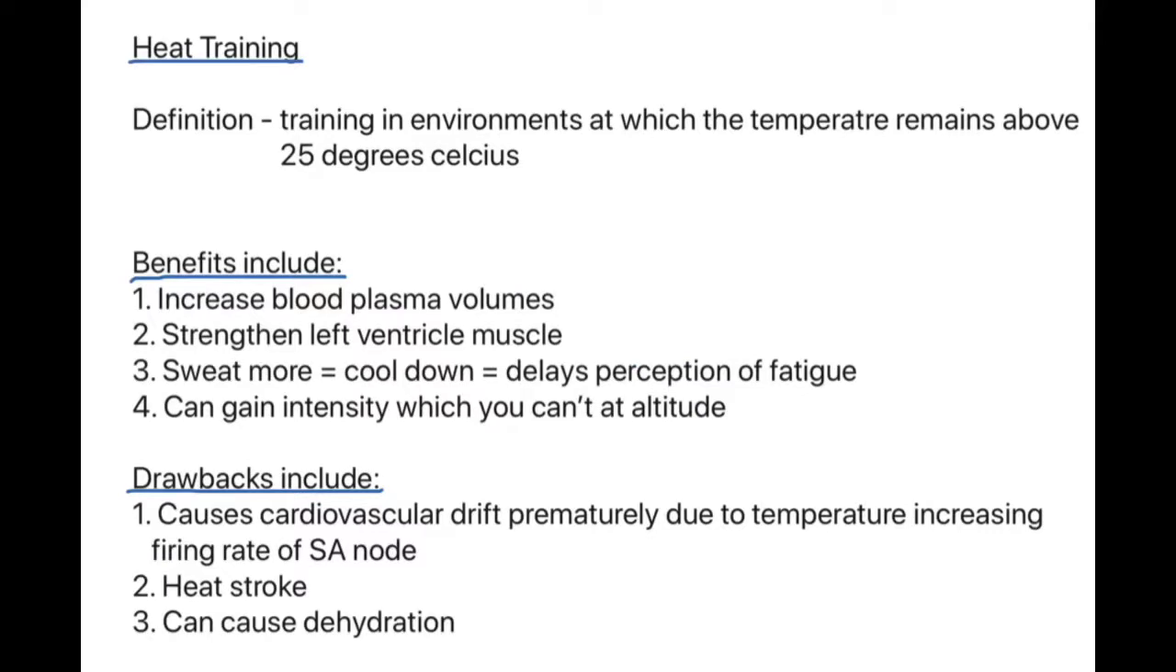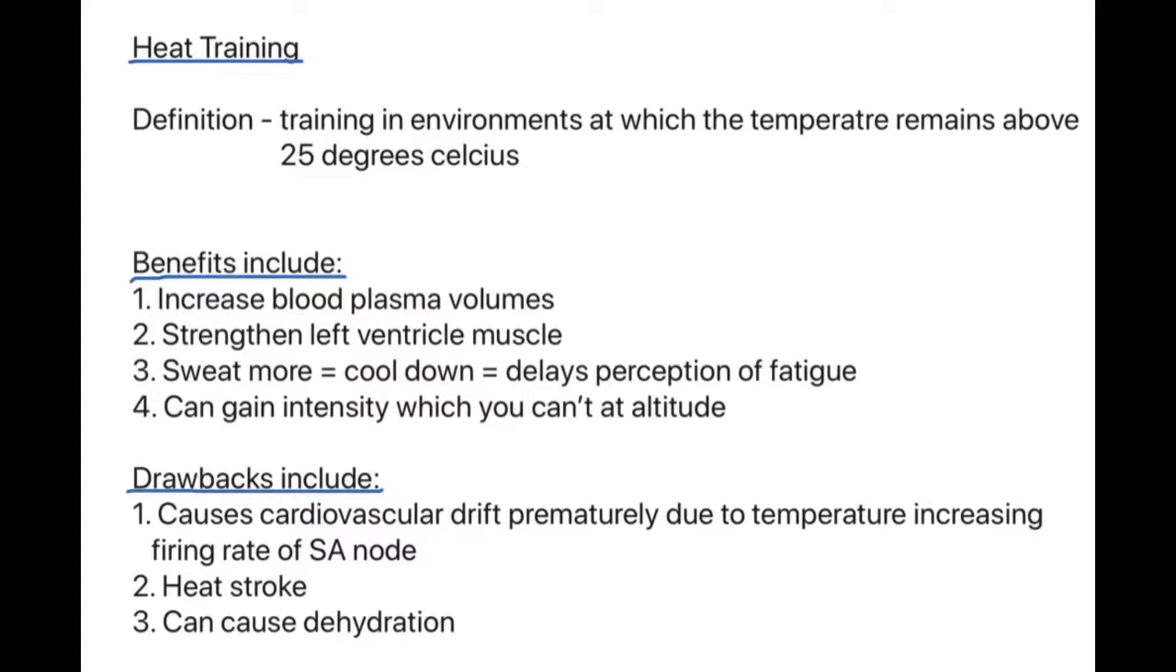So the definition of heat training is training in environments at which the temperature remains above 25 degrees Celsius. So you may be thinking, why would I do this? Well, basically, it helps to increase your blood plasma volume, which can help delay OBLA, the onset of blood lactate accumulation. It strengthens your left ventricular muscle, which will therefore increase cardiac output. You also sweat more, which means that you can cool down quickly, and it delays the perception of fatigue, so you can train at higher intensity. And furthermore, you can gain an intensity which you can't at altitude, and we'll look at the reasons behind why that is later on in the video.